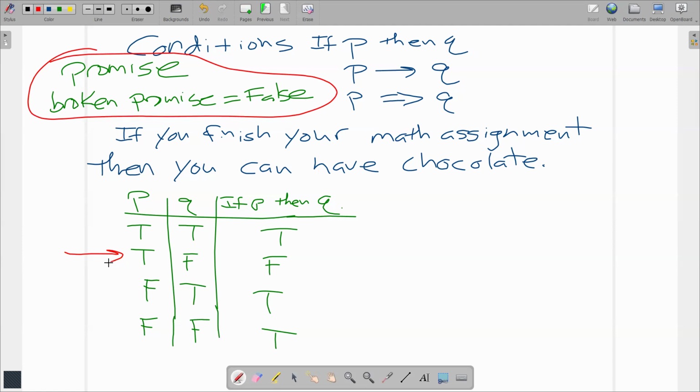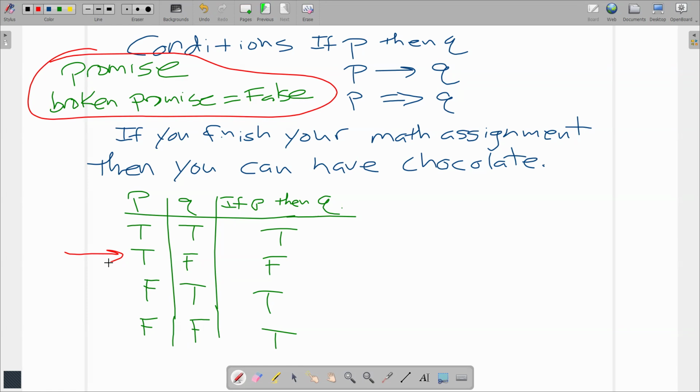Yeah. But why is the last one true? Because the promise is not broken. So the thing we have to think about with conditionals is you think of a conditional as a promise, right? So I promise if you finish your homework, you're going to have chocolate, right? But you didn't do your homework. You didn't get chocolate. That doesn't break this promise, and so it's still true. Yeah, so the only time it's going to be false is if we break the conclusion. If we don't follow through with what it says, then it's false. Otherwise, it's always true.